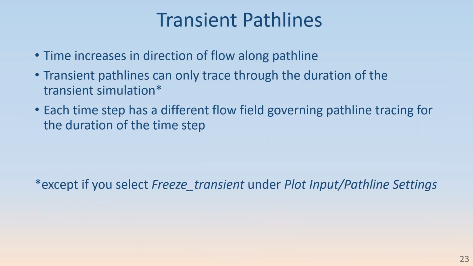Transient path lines can be traced in Anaqsim, and for these, the time increases in the direction of flow along the path line, and the flow field changes from one step to the next through the duration of the simulation. And you can only trace these transient path lines for as long as the transient simulation lasts. And I put an asterisk there because there's an option, which I'll describe in a minute, where you freeze the transient flow field and then trace as though it were a steady state, indefinite time period.